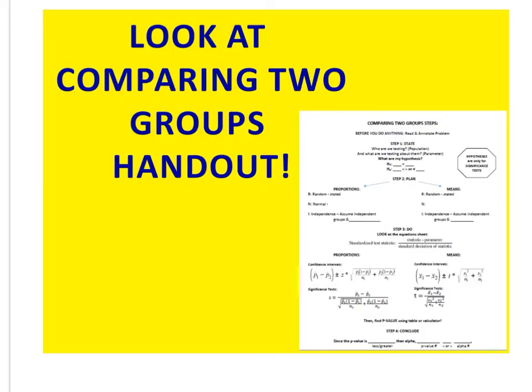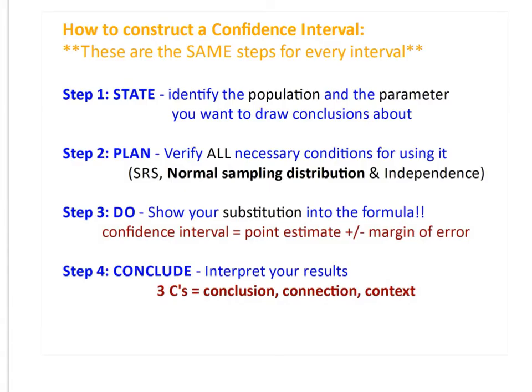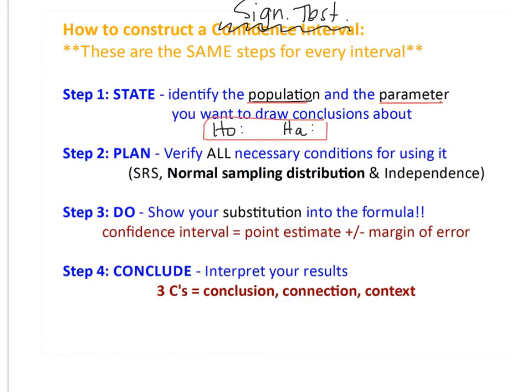So take out this sheet comparing two group steps. These steps are super important. Everything you need to know about a significance test for two groups is on this sheet. Take this out, and let's review the steps to conduct a significance test. Same steps. Step 1, identify the population parameter and my null and alternative hypotheses. So step 1 has the population parameter and my two hypotheses.